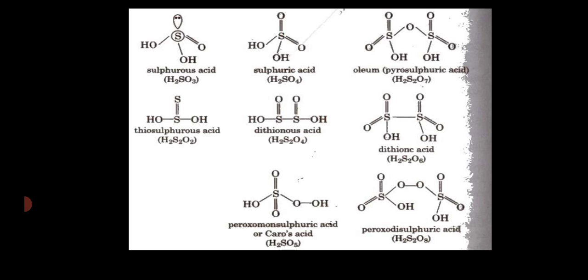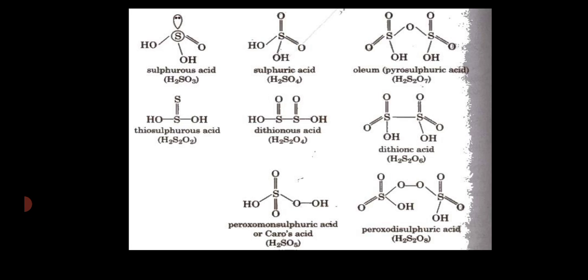So in this way we have the different oxo acids of sulfur. Got it? So draw the structures. Why am I showing you this? Because you need to draw these structures. Take out a notebook and a pen, write and draw these structures, and practice them.